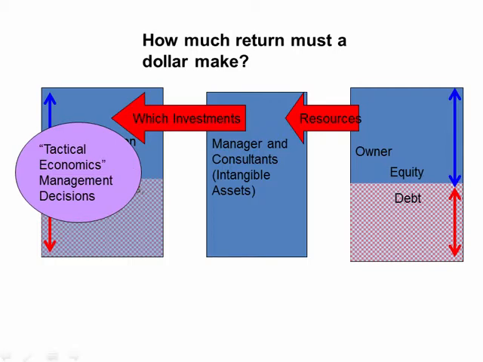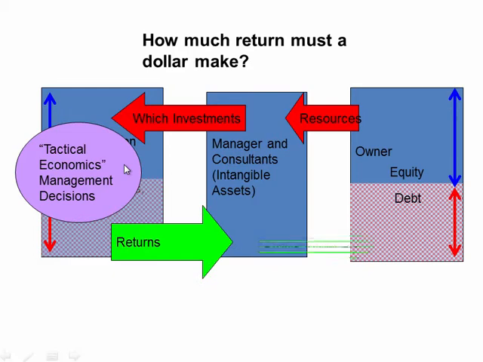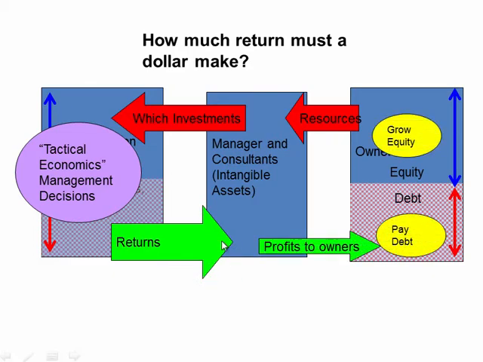All of these tactical decisions involve the use of resources, and what we hope, of course, is to get a return on those resources that, one, exceeds the cost and therefore provides profits to the producer, and furthermore, we want those profits to be sufficiently large to help pay down debt and also grow our equity.